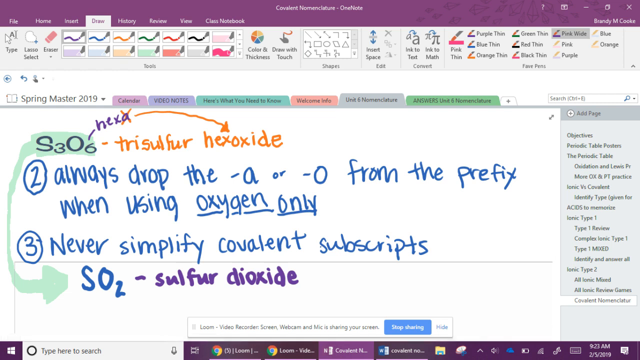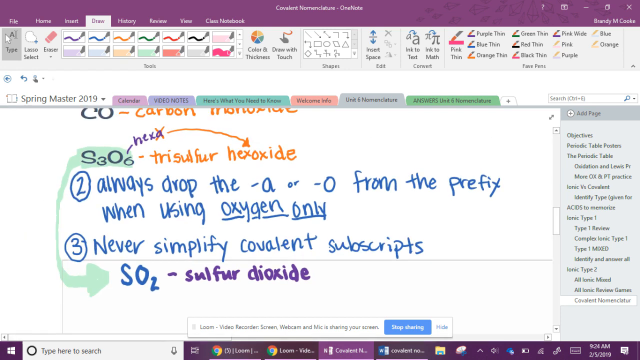We're not talking about charges and simplifying anymore. Those are for ionic compounds. So never simplify covalent subscripts, otherwise it changes the name, and in ionic compounds, it doesn't. Okay, so if you need to pause the video to write all that down, go ahead.